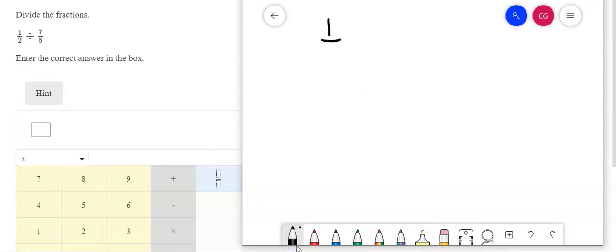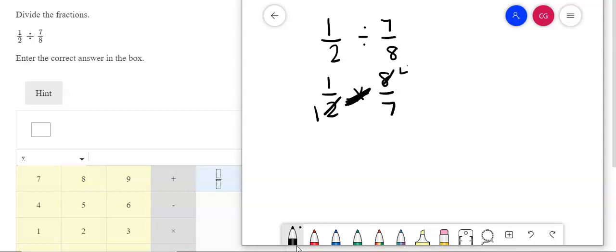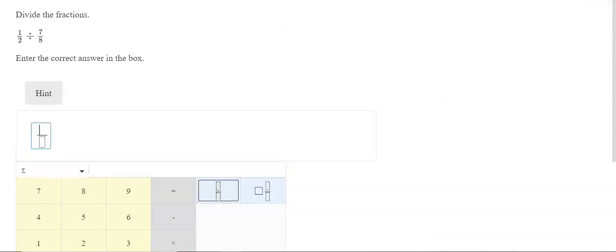I have 1/2 divided by 7/8. The 1/2 comes straight down. Division changes to multiplication, then we flip. Let's look across for cross canceling. 2 and 8. I know 2 goes into 2 once. 2 goes into 8 4 times. 1 times 4 is 4. 1 times 7 is 7. So our answer is 4/7.